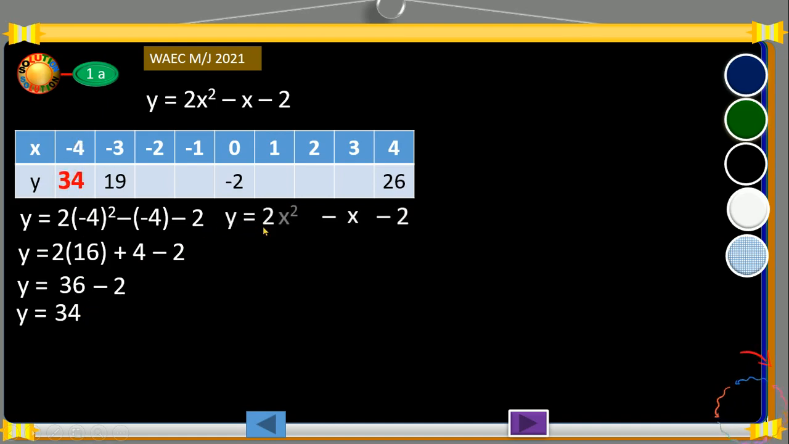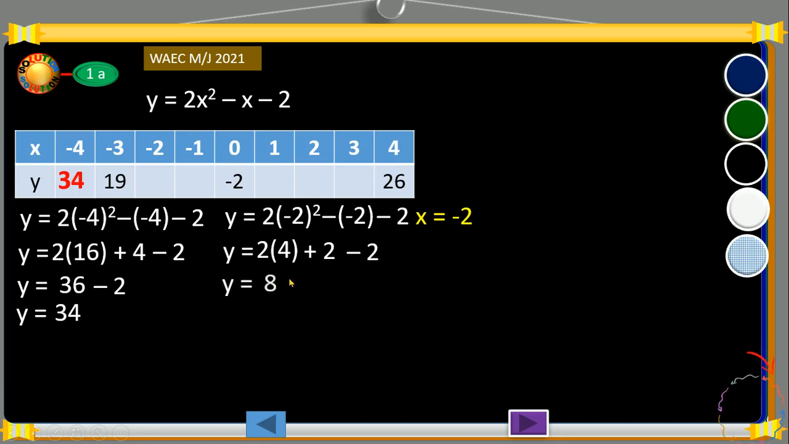We're going to repeat the same process for x equal to minus 2. So we replace x here with minus 2, and replace x here with minus 2. On further simplification, minus 2 squared is 4. Then minus times minus 2 is plus 2. Then we bring down minus 2. So we're going to have 8 plus 0, because plus 2 minus 2 is 0. So therefore y is equal to 8.